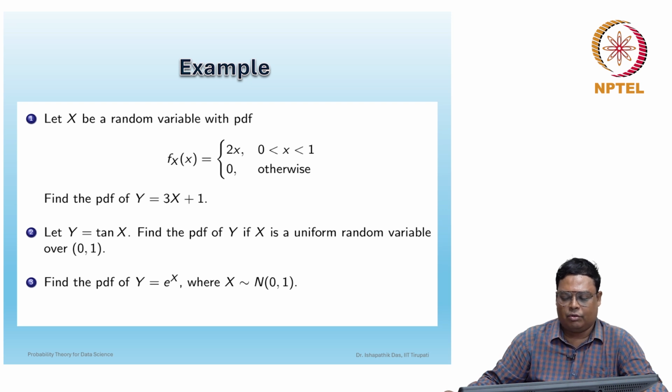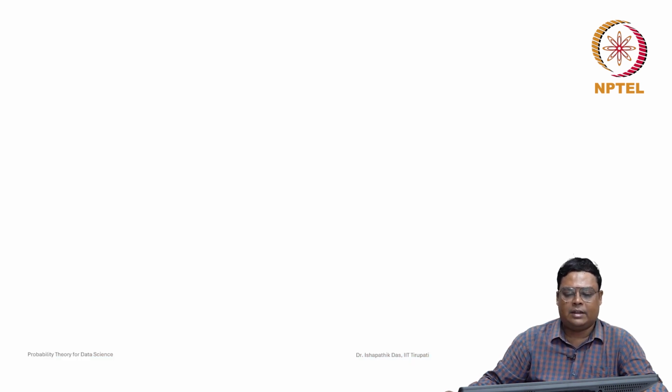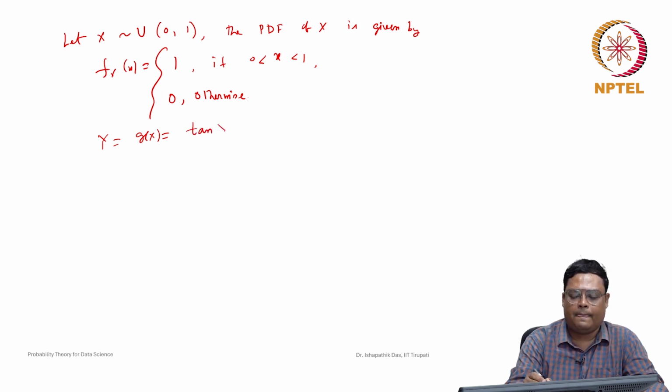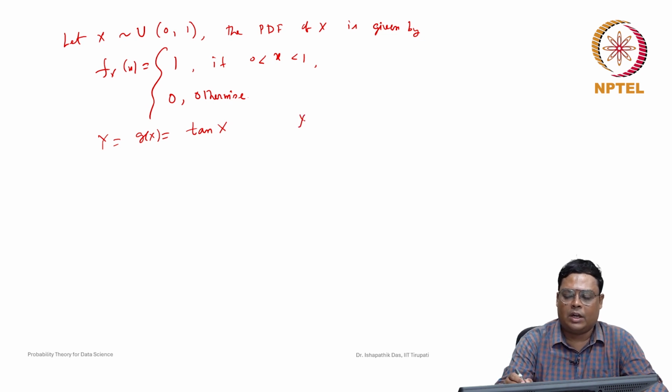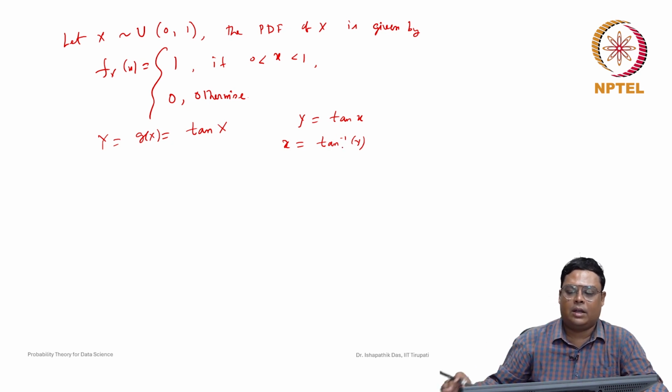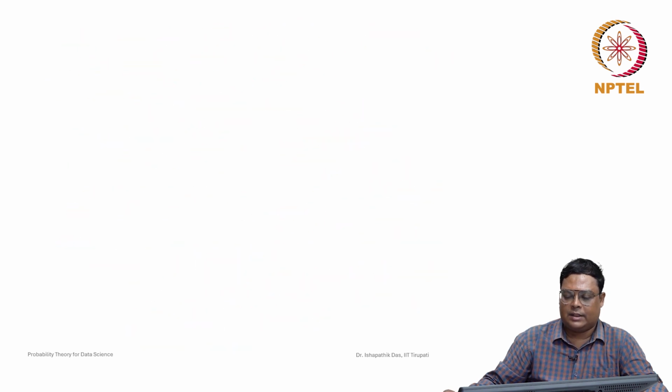So let us see that problem. X is uniform on 0 to 1, so this is the density function, and then you take the transformation y equal to g of x, which is nothing but tan x. So tan x is a strictly increasing function between 0 to 1. If you consider y is equal to tan of x, then x is equal to tan inverse of y. Whenever x is between 0 to 1, I think it will be complicated. I think this numerical example has some typo.